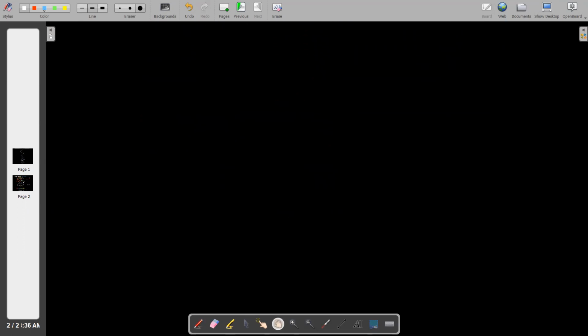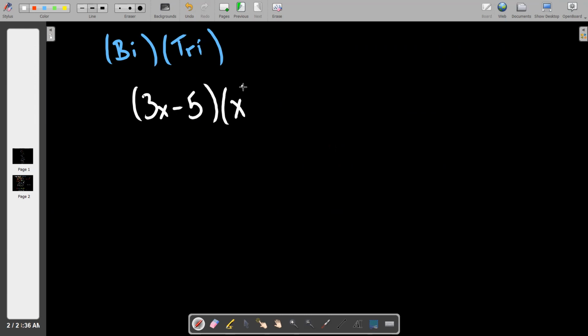Let's make this harder. Let's now move on to a binomial times a trinomial. It's not going to get harder, it's just going to become more laborious. An example of a problem like this would be 3x minus 5 times x squared plus 2x minus 7. That's a binomial multiplying by a trinomial.